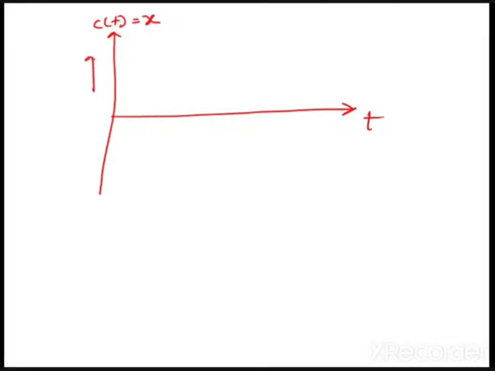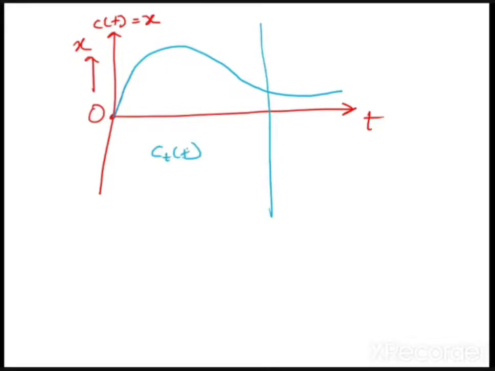C of t is x. Let us say this is 0. So the output curve is like this. The output curve will be like this, for example. Now you can see what you can understand from this. This is the c of t, transient phase. Here, in the transient phase, the output is varying exponentially.